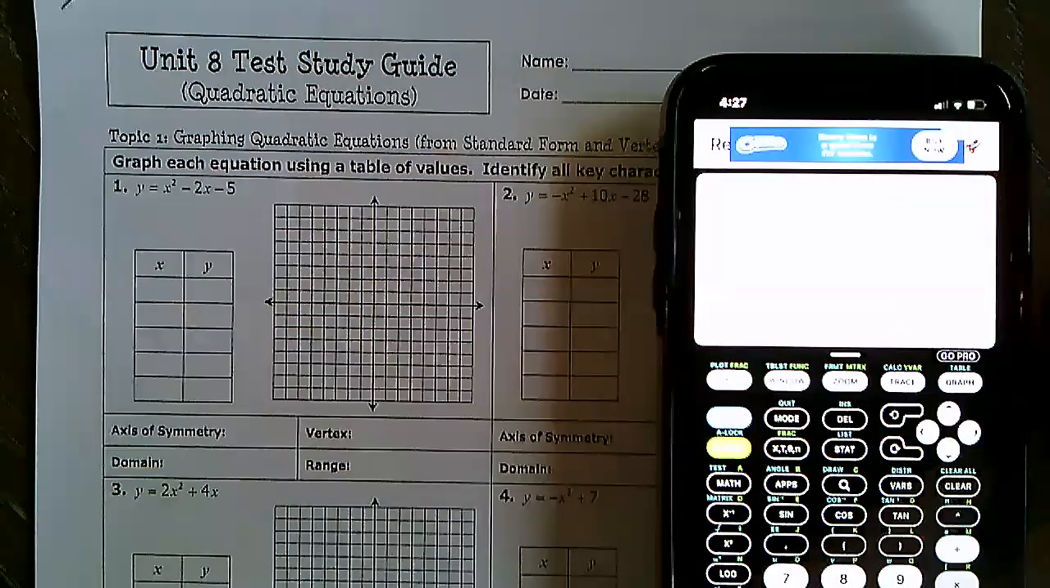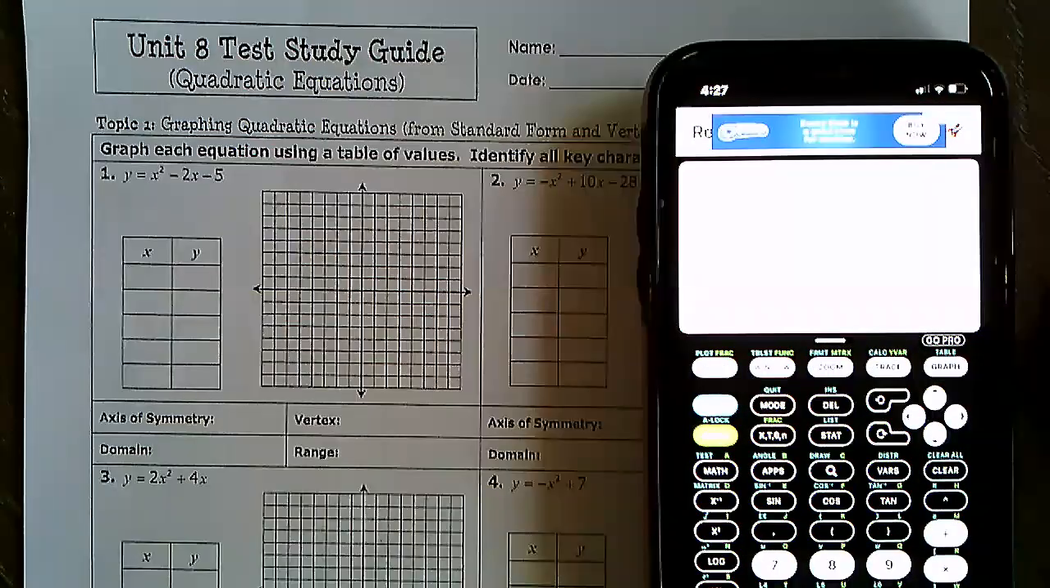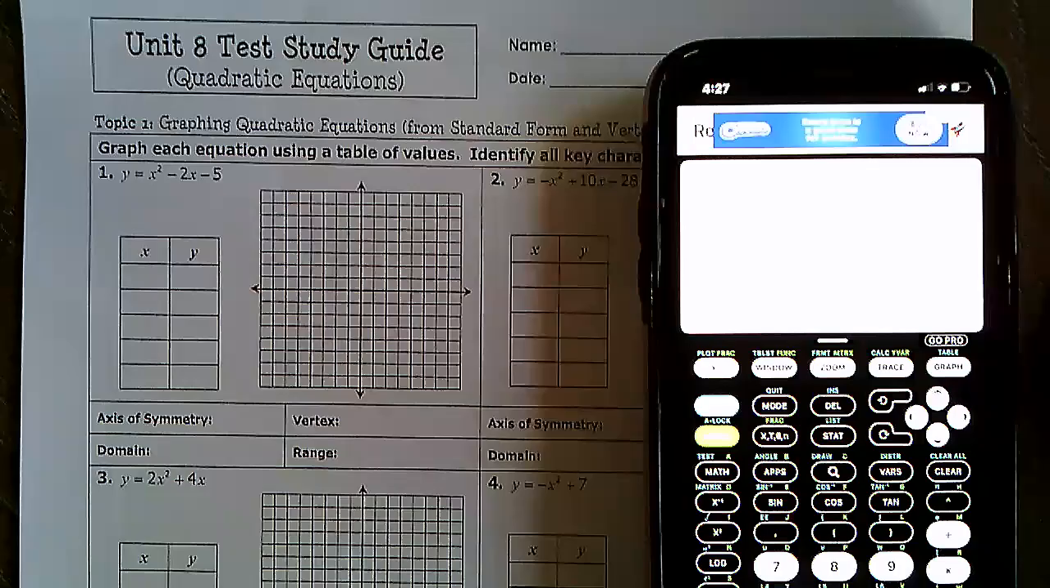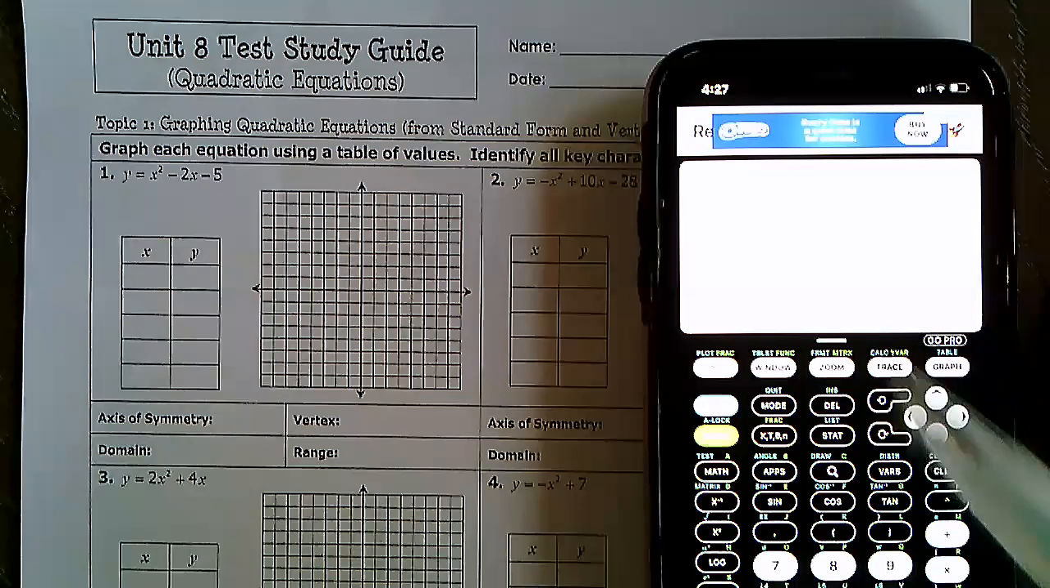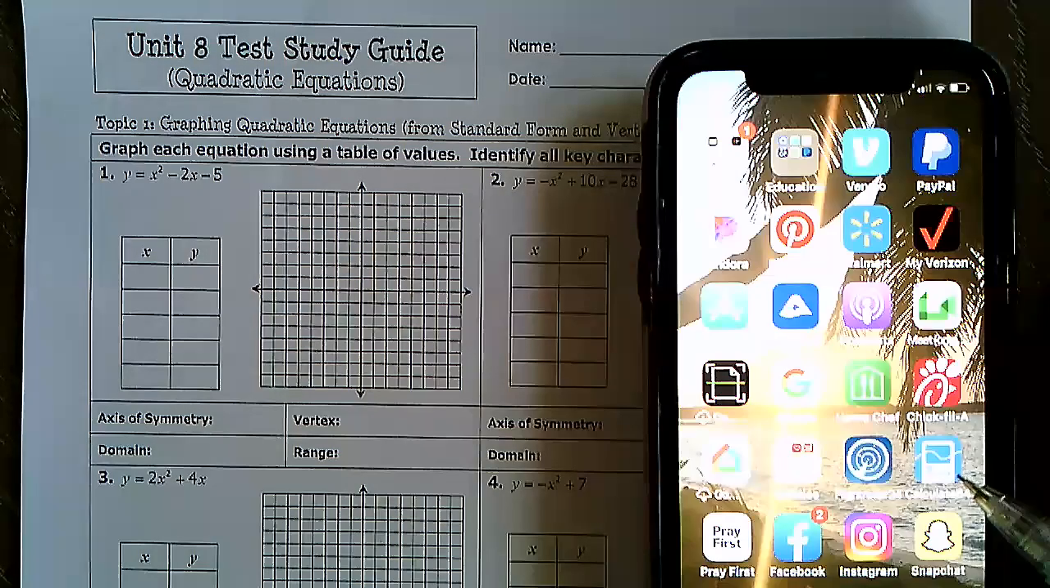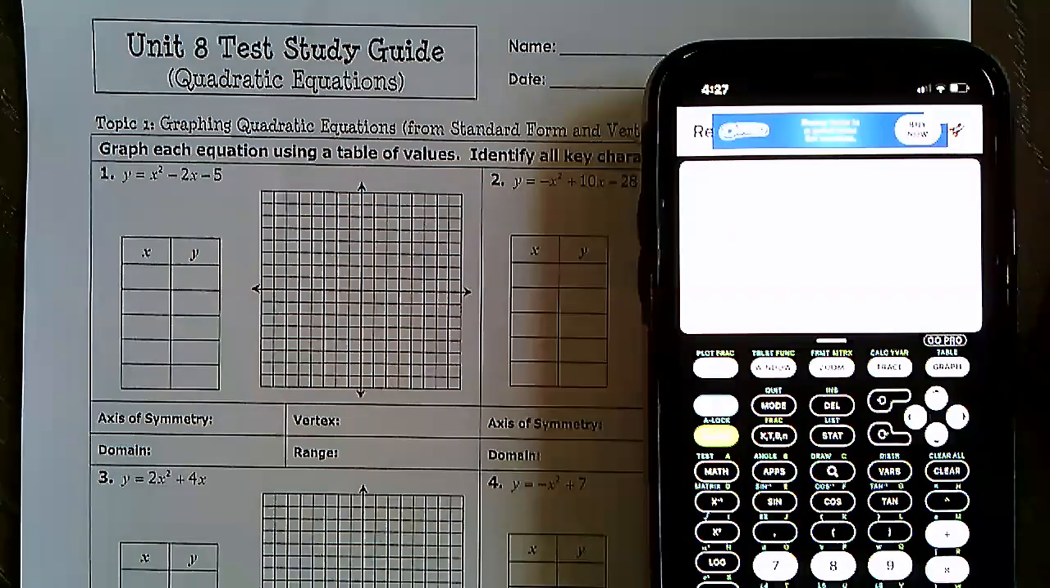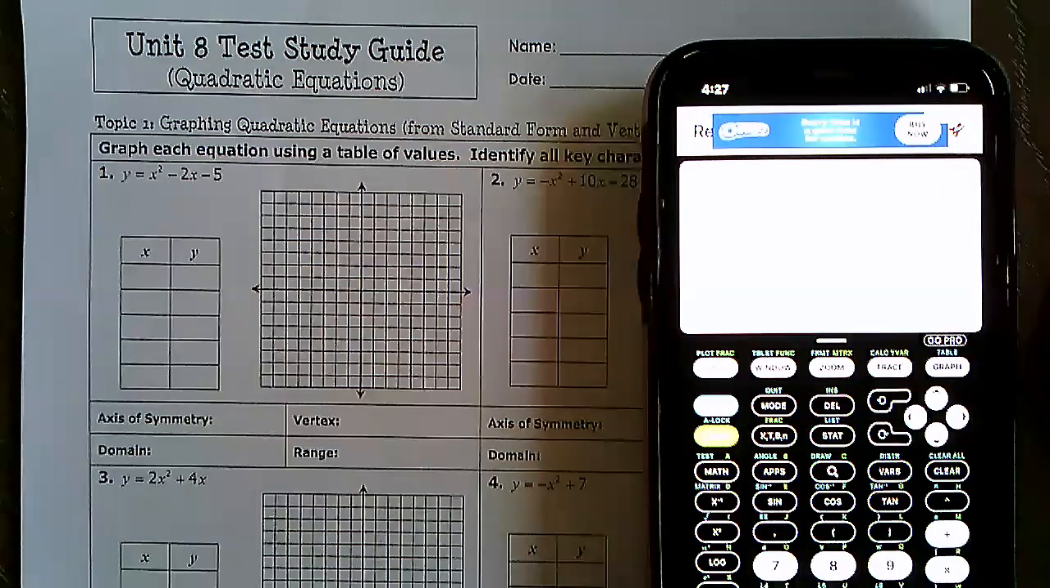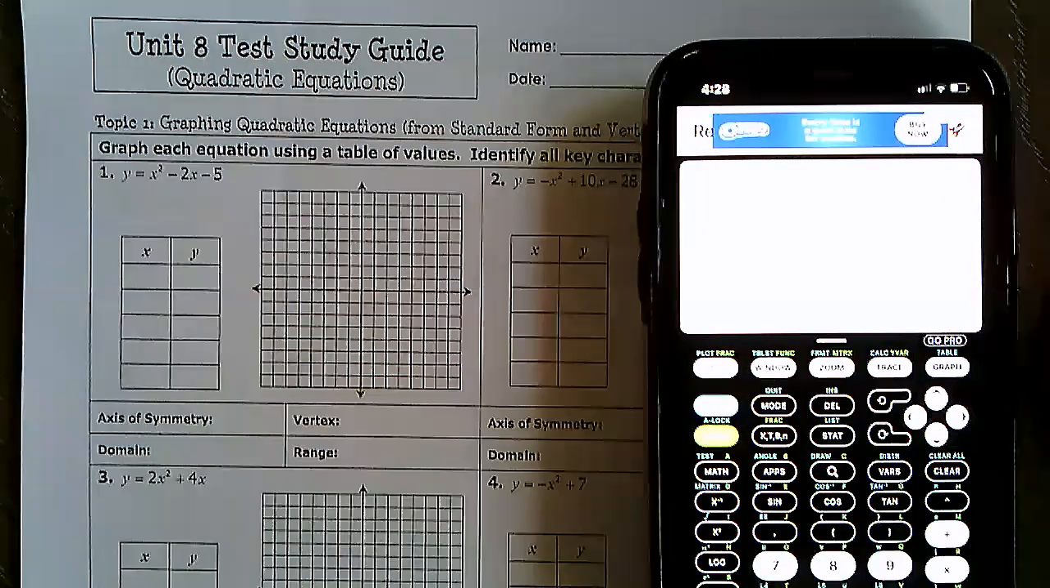Okay, so I left my calculator at school, and that's okay because I have this Calculate 84 app that I've told y'all about. So I'm going to use it when graphing and stuff for the study guide. All right, so let's just jump in and get started.